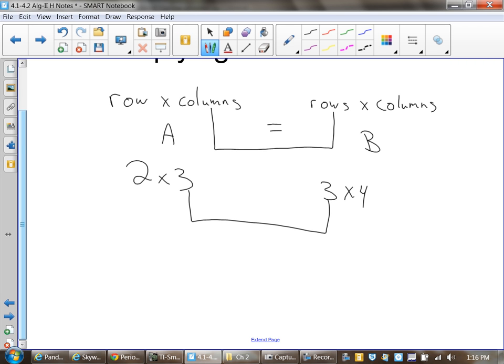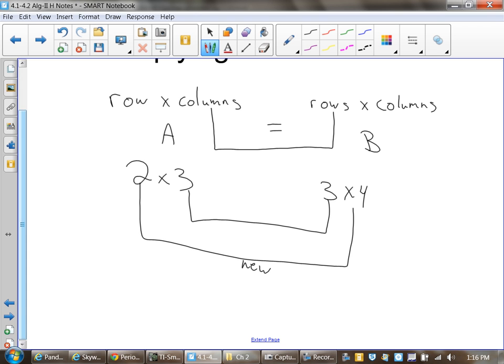I'm getting there. Adding and subtracting require the matrices to be the exact same size. Multiplying doesn't. The only rule is that the number of columns in the first matrix has to equal the number of rows in the second. The resulting matrix has a different dimension. In this case, it is a 2 by 4.